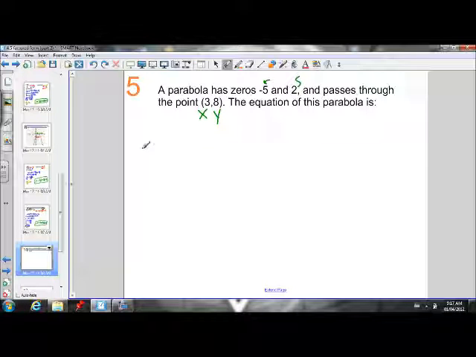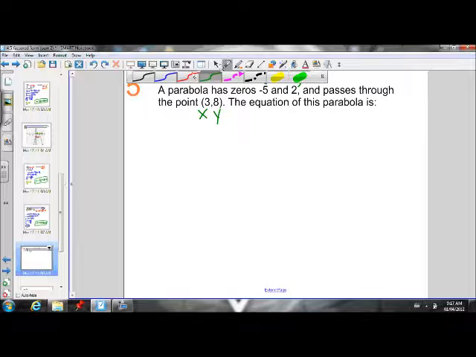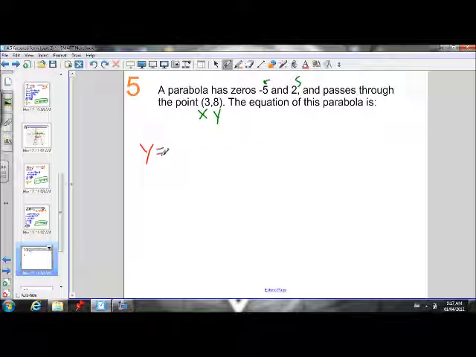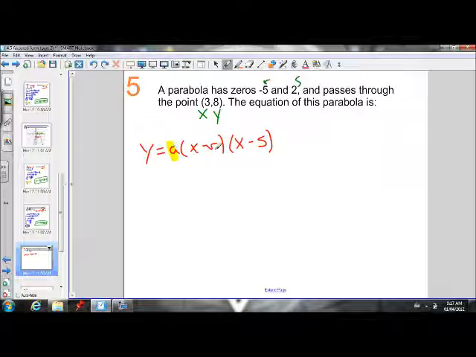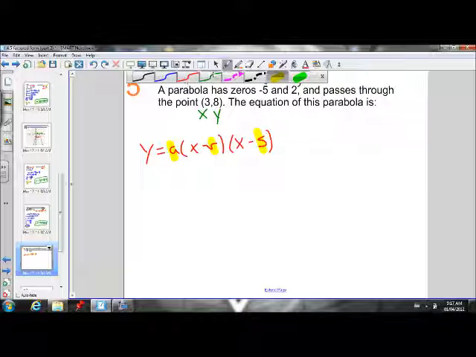The equation of the parabola is, let's remember, factored form looks like this: y equals a, x minus r, x minus s. In order to write the equation in factored form, I need to substitute in values for a, r, and s. I'm given r and s, but I'm not given a. In order to solve for a, I need to plug in values for r and s, and then x and y, and then I can solve for a. So let's go ahead and do that.